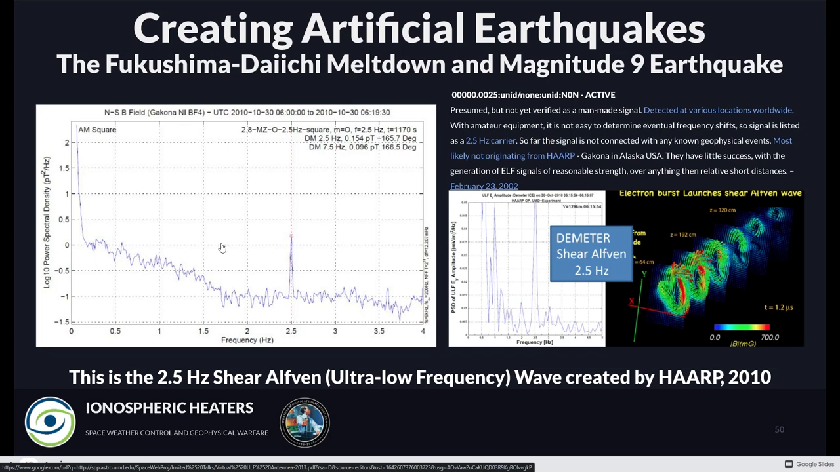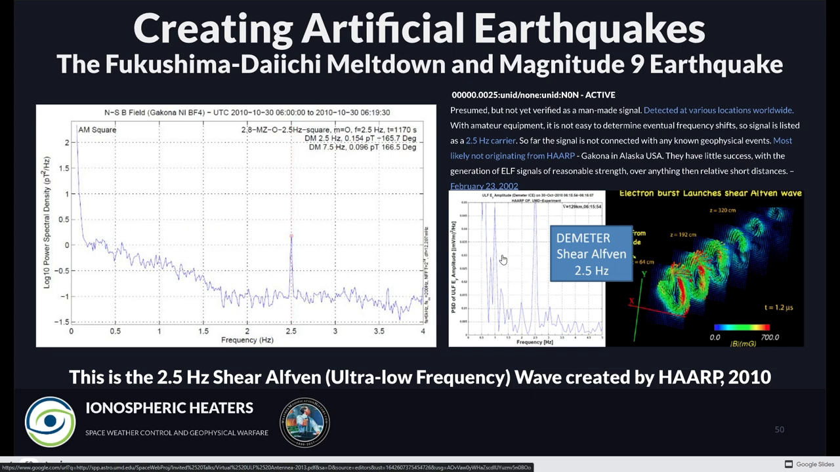It says Gakona right there, NSB field, and you can see this. Bam, coming down, dip, dip, dip, dip, dip, 2.5 hertz frequency, spike right there with a little circle on it to boot, because clearly that was important to them. So there's your 2.5 hertz signal. It says Gakona. It's tested by the Demeter satellite.